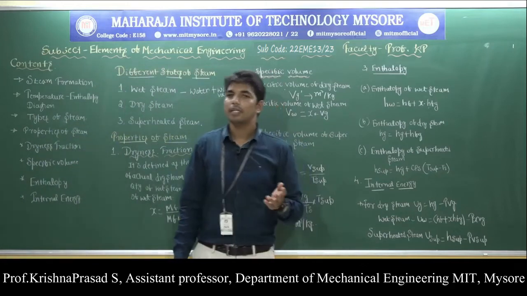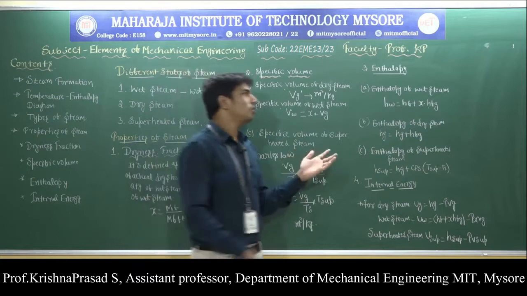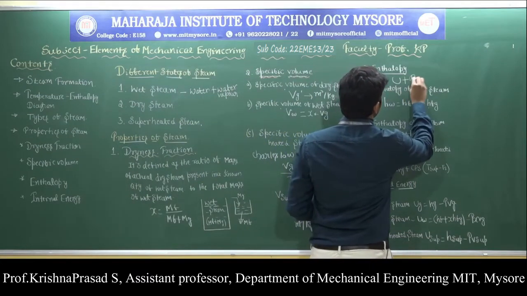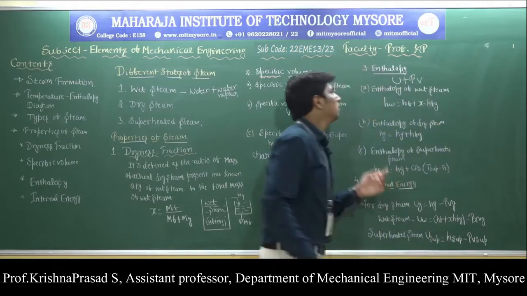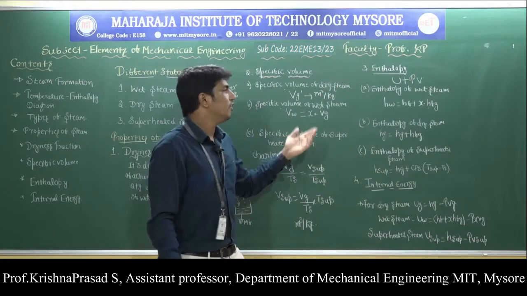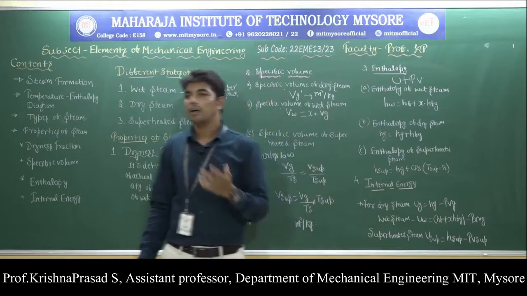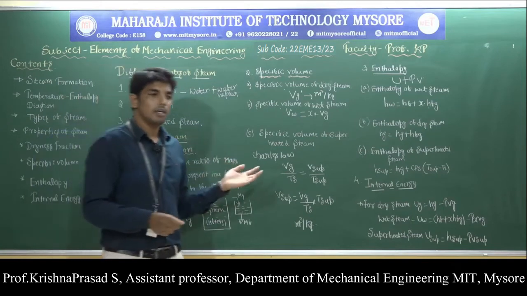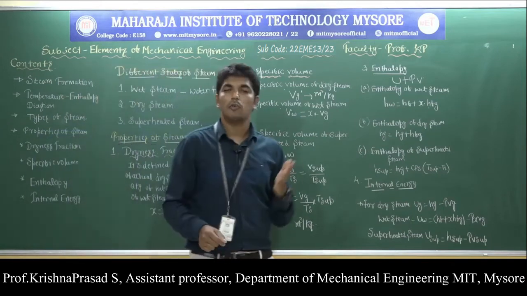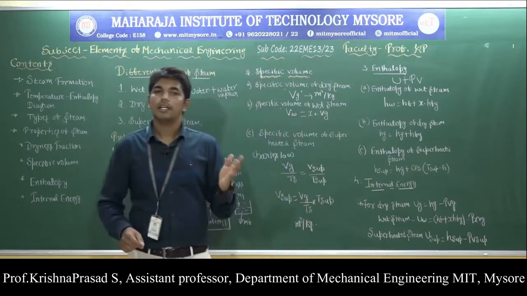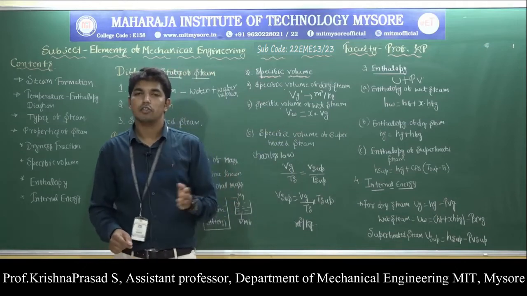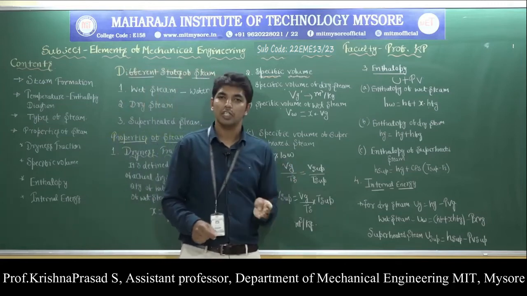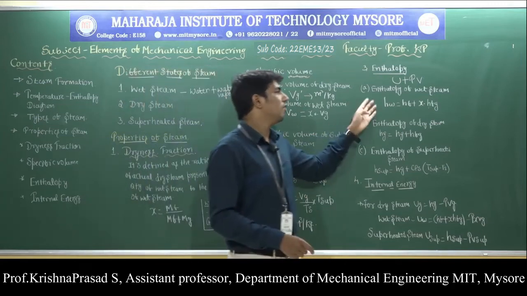Enthalpy is nothing but U plus PV. Okay, so first we need to understand what is meant by the enthalpy of the wet steam. The enthalpy of the wet steam is the amount of heat required to convert 1 kg of water at 0 degree centigrade into 1 kg of wet steam at a given dryness fraction and at a given pressure.